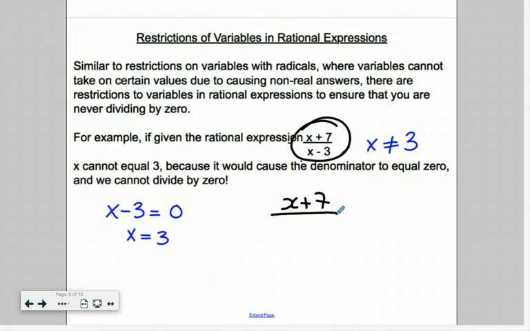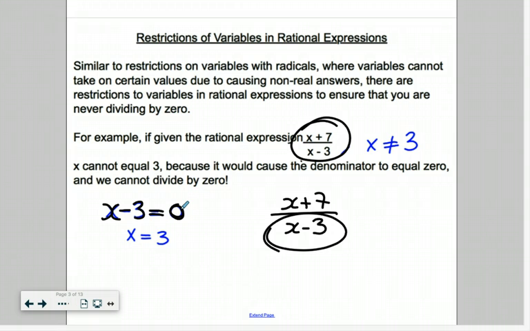If we have (x plus 7) divided by (x minus 3), we are not allowed to divide by 0. If the denominator x minus 3 is ever equal to 0, we have a problem. So we always have to look at the denominators of our rational expressions and ask: what are my non-permissible values? What values can my variable not equal because it would cause division by 0? You take your denominator, in this case x minus 3, and set it equal to 0. So x minus 3 equals 0.